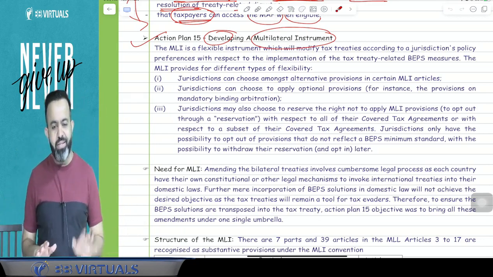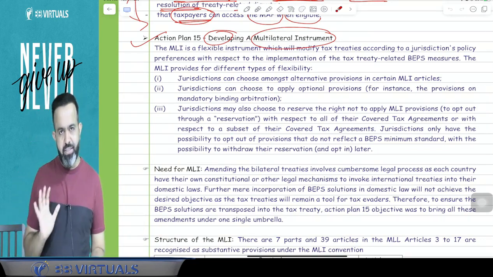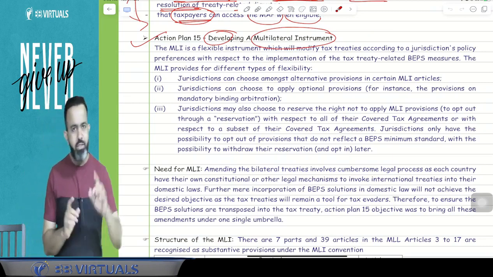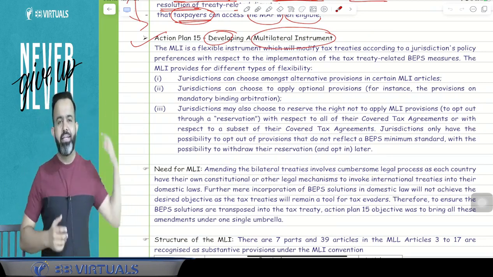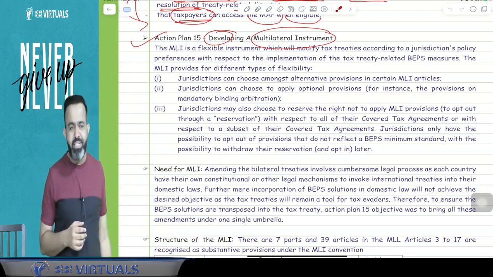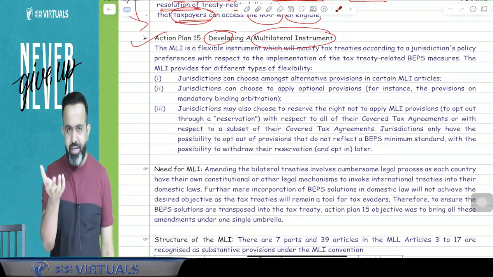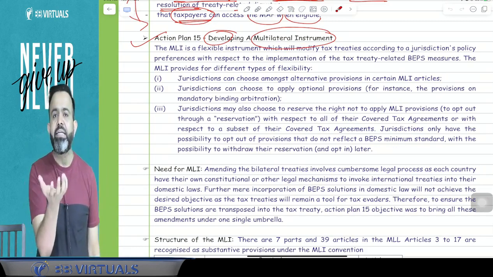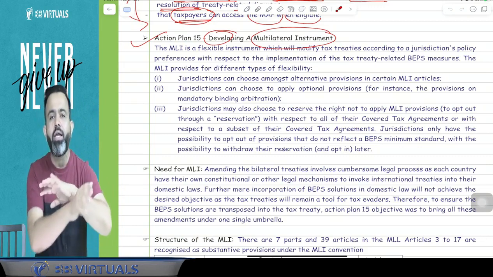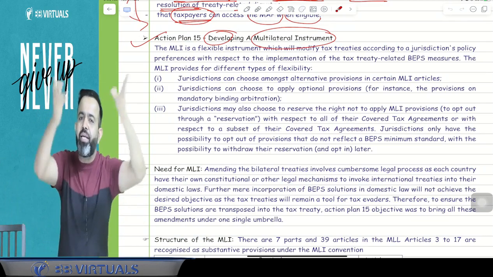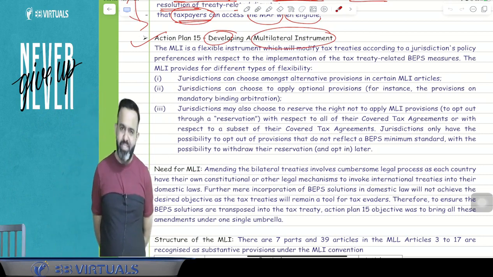So what happened? There is action plan number 15, and action plan number 15 says just do one thing to change all your agreements, because there are thousands of them. If you aggregate, there will be more than 20,000 agreements. So do one thing: we will make one agreement, and this agreement will be the multilateral instrument. Through this one agreement, all your other agreements will be changed. Automatically all your DTAAs will be changed. That is action plan number 15.